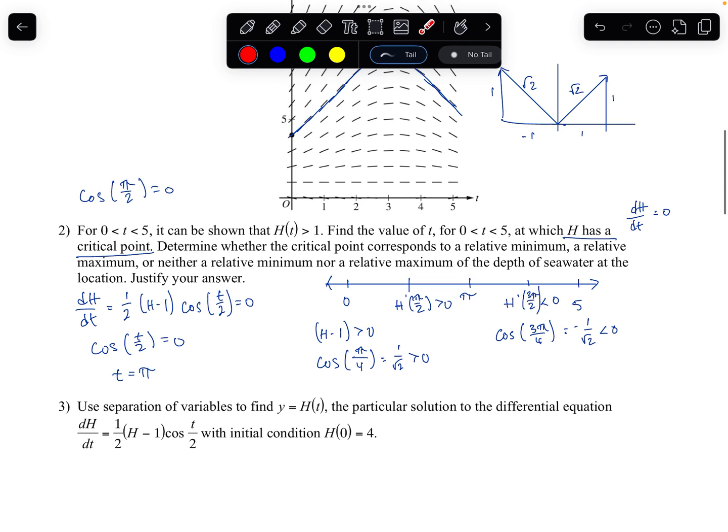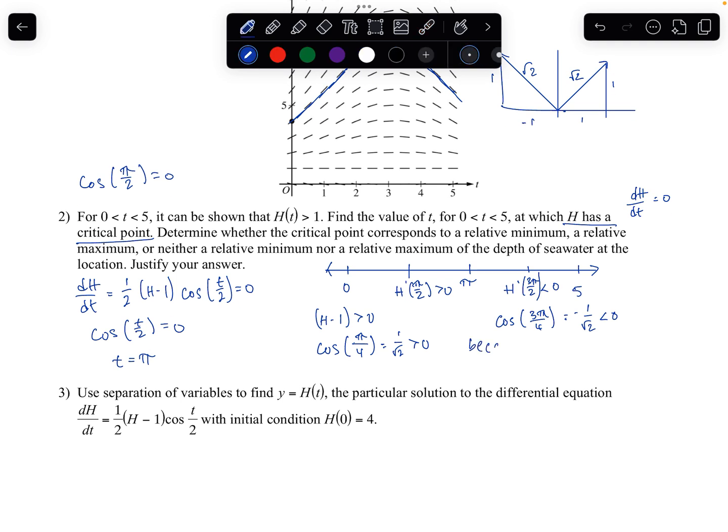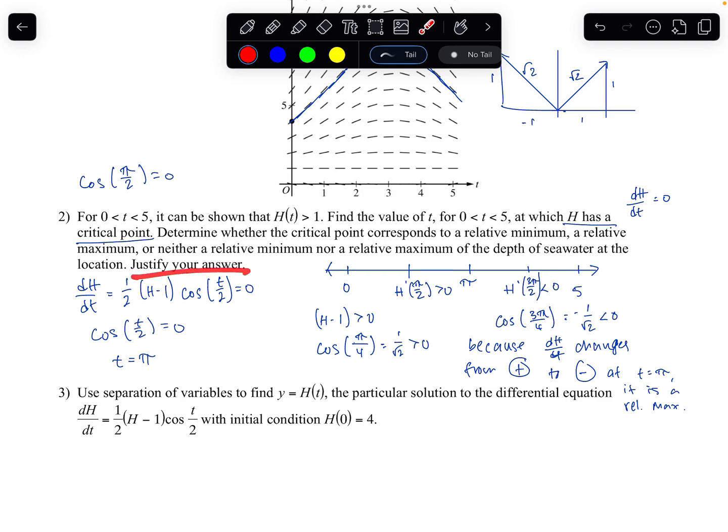That's greater than 0. So because dh dt changes from positive, I should spell it out, to negative. I could probably even just say changes signs at t equals pi. It is a relative maximum. There you go. So there's our justification.